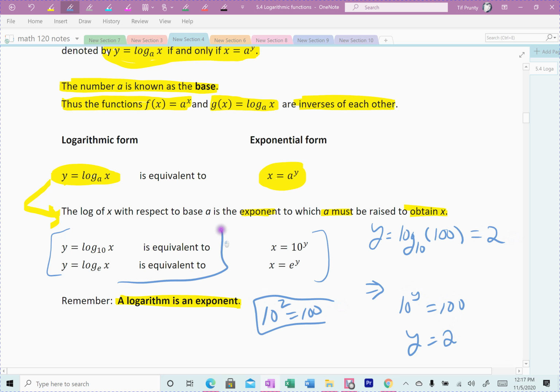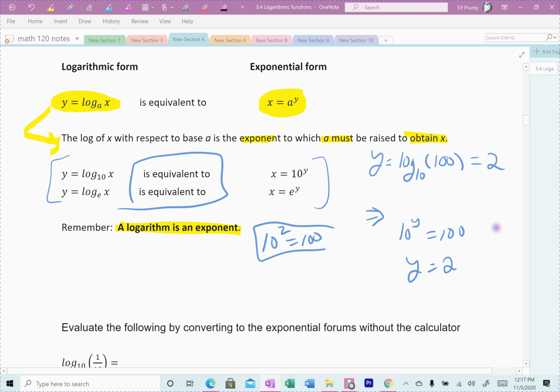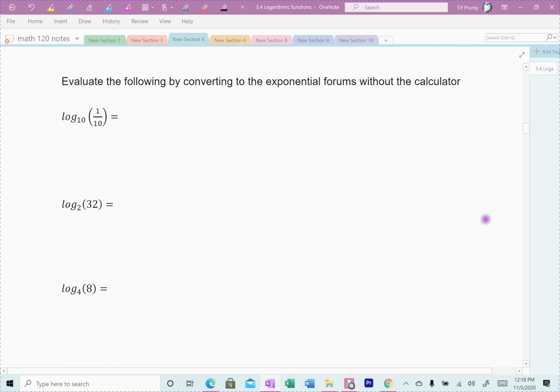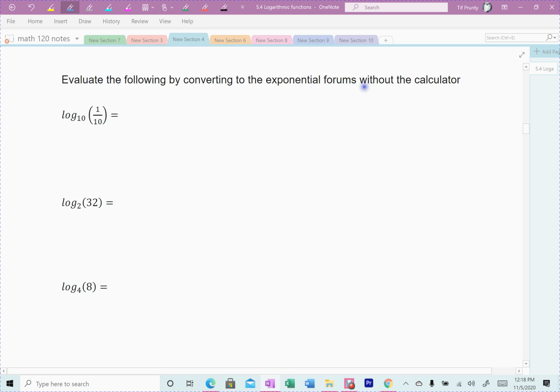We're going to use the equivalent expression to solve some basic logarithms. Evaluate the following by converting to exponential form. Try to do this without the calculator, although most scientific and smart calculators will solve logarithms. Other bases besides 10 and e are a little harder to find, but they're on most graphing calculators. But again, we want to do this without the calculator.